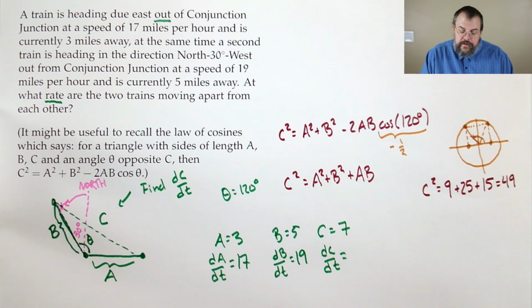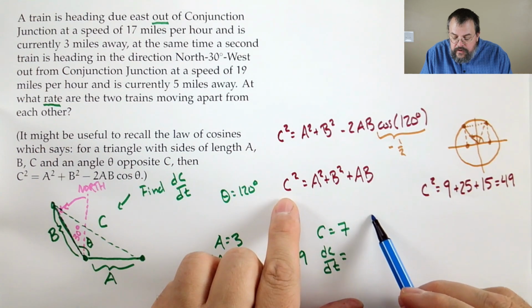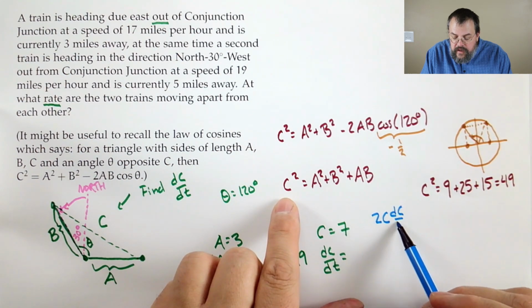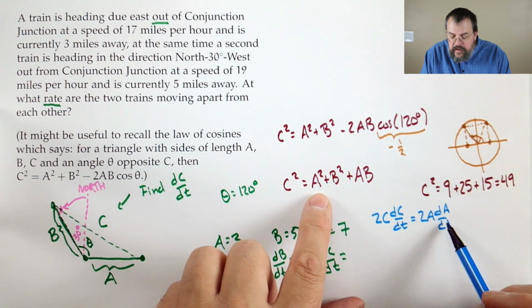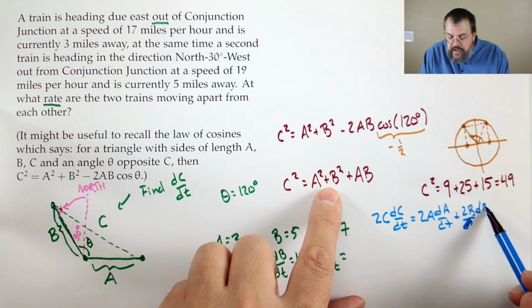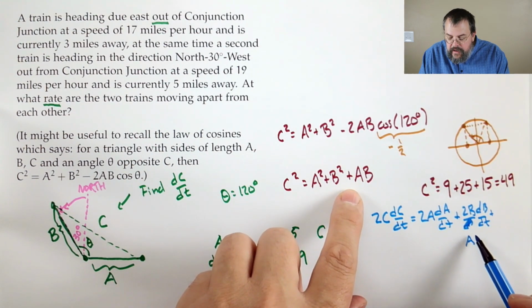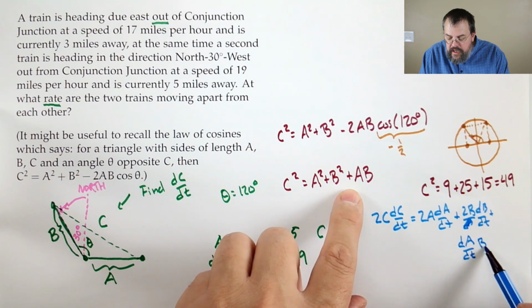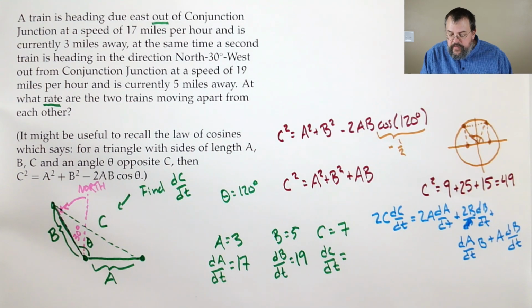So the derivative with respect to t will be 2c dc/dt equals 2a dA/dt plus 2b dB/dt plus, I'm running out of space, rather I should say dA/dt times b plus a times dB/dt. There we go. So we have to do the chain rule, and then in the last terms we have to do the product rule. So let's plug in everything that we know.